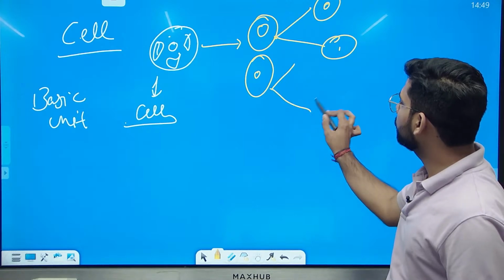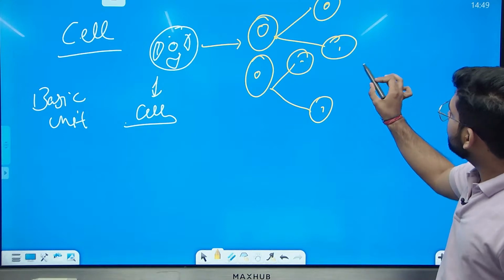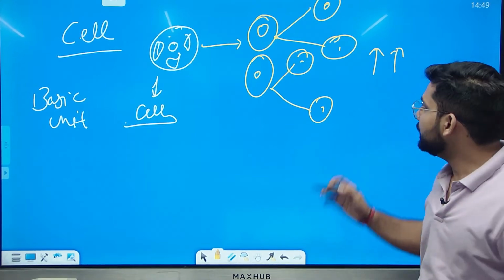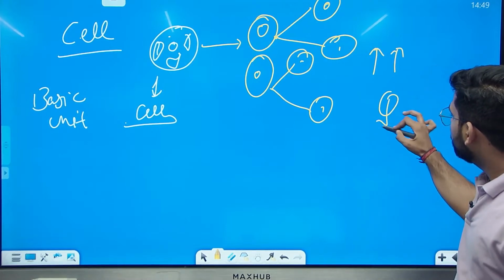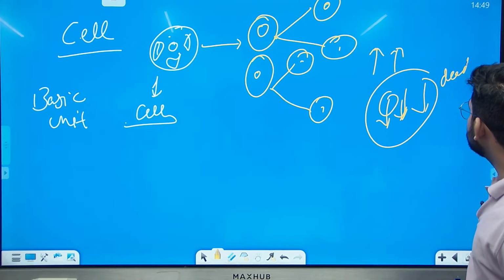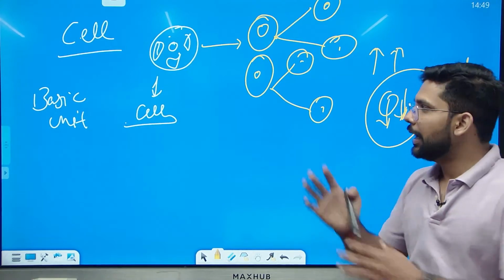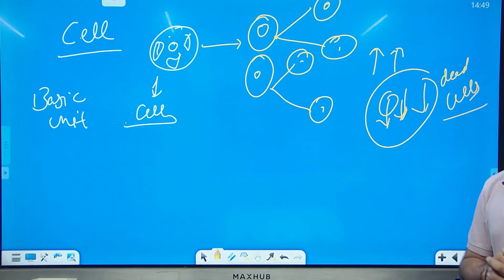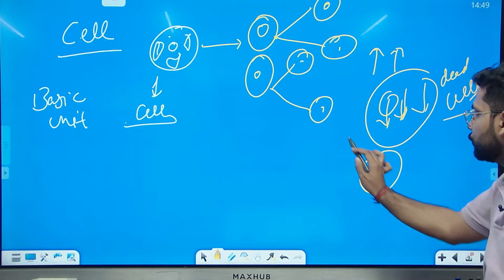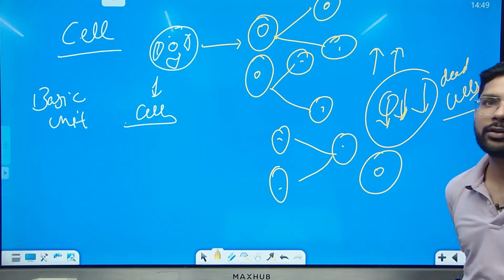But after a time, when these cells have grown for a particular amount of time, they start converting into dead cells. These cells start converting into dead cells after a particular period of time. Then a new cell is formed from these dead cells. Then these new cells again start dividing continuously.